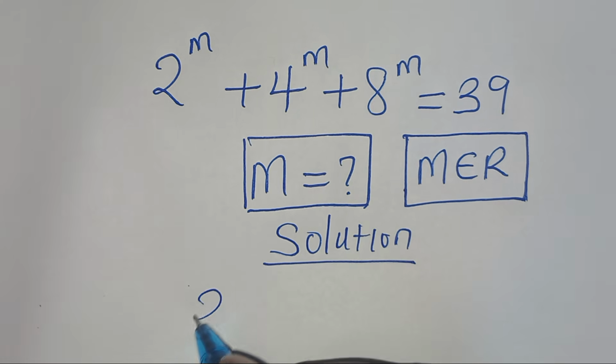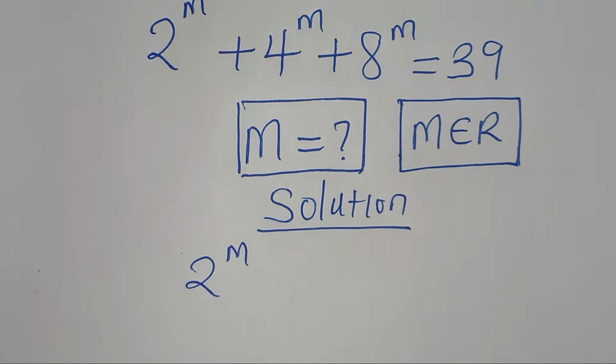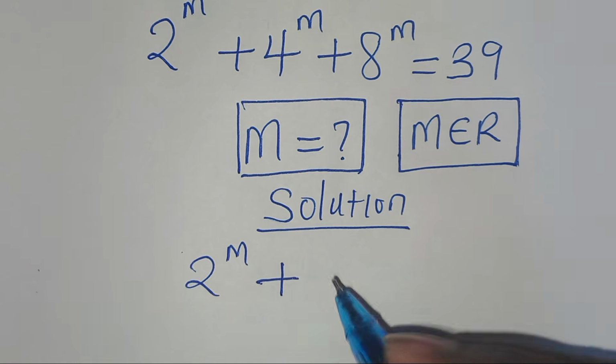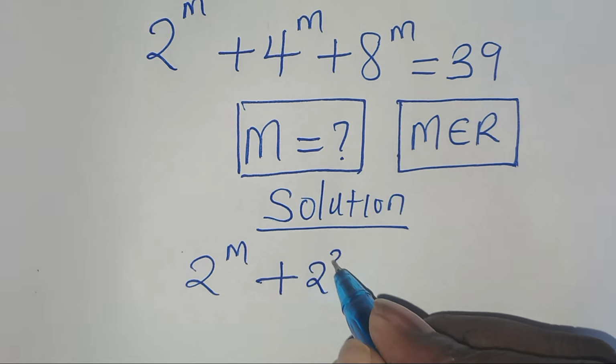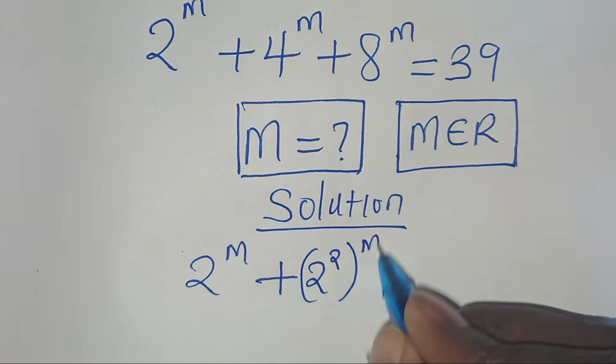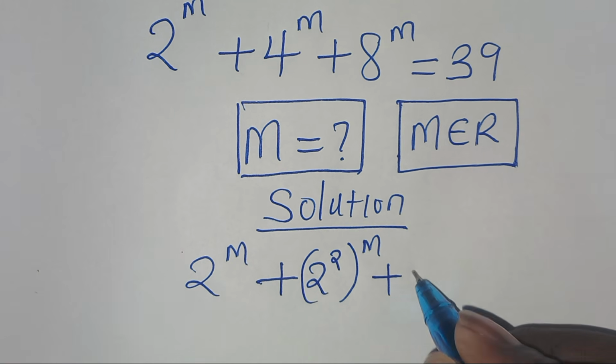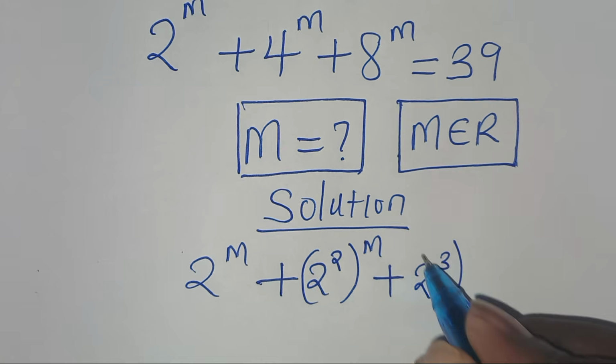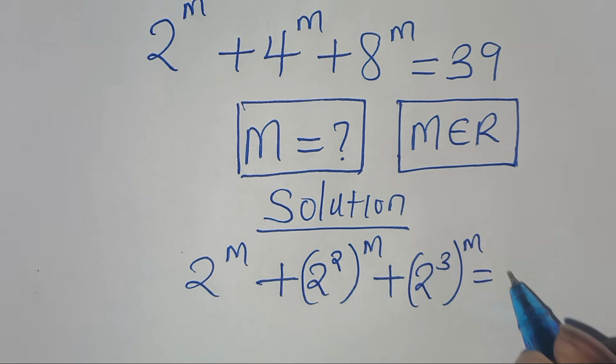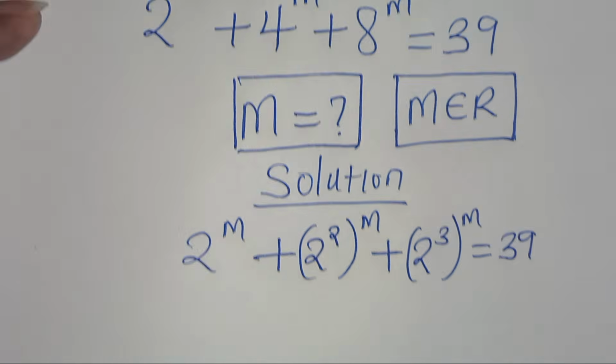So we have 2 raised to the power of m plus, we can express 4 as 2 raised to the power of 2, then raised to the power of m, then plus 8, which is 2 to the power of 3, raised to the power of m. This is equal to 39.